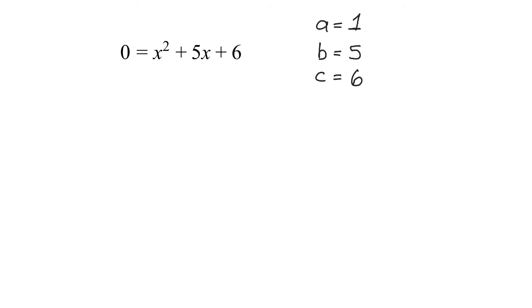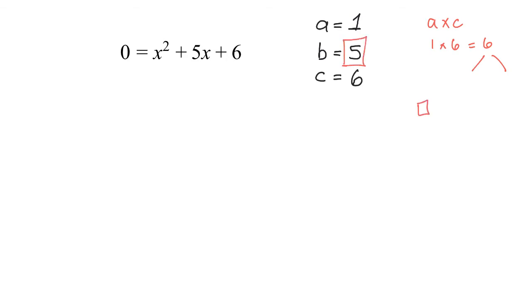All right, so our first step is to multiply our A value by our C value. For us, that's 1 multiplied by 6, which is 6. So what we need to figure out, and it's going to take a little bit of mental math, is two numbers that will multiply to give us 6, but those same two numbers have to add together to give us 5. And 5 is our B value.